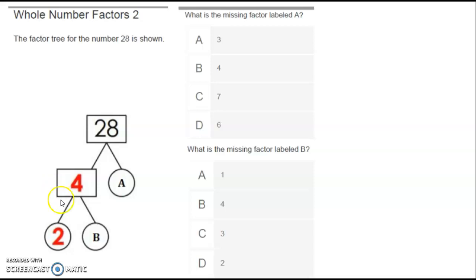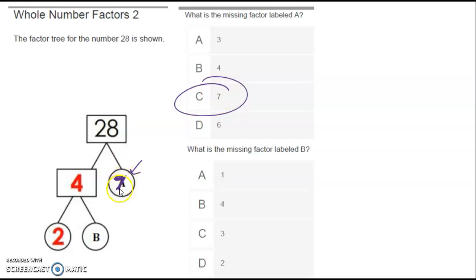Okay, so the 28, when you do this little tree thing, it is asking you for two numbers that multiply to be 28. And out of those two numbers, they chose 4, because 4 does go into 28. It says, what is the missing factor labeled A? So what number would go here to multiply with 4 to be 28? That is 4 times 7. 4 times 7 is 28. So that would be a 7 here.